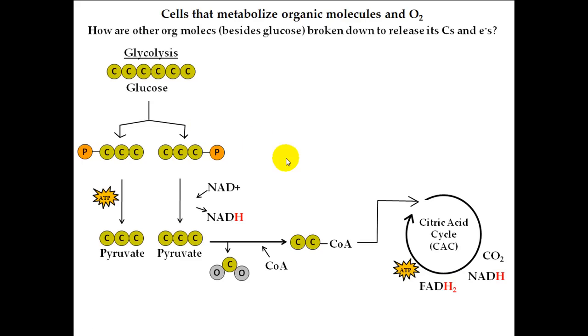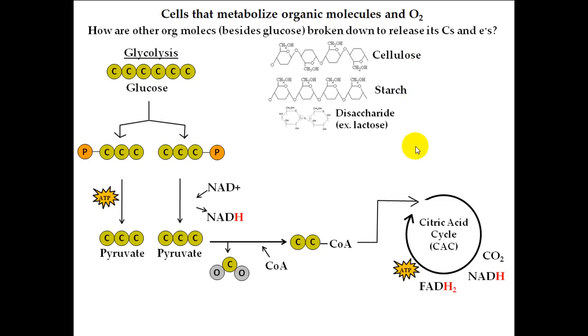There are things like cellulose, starch, and disaccharides like lactose. Basically, cellulose and starch, if you remember, are the storage forms of energy. Both are made up of a bunch of glucoses all strung together. Cells can also use these, and of course lactose is a disaccharide, so it's two sugars strung together, glucose and galactose.